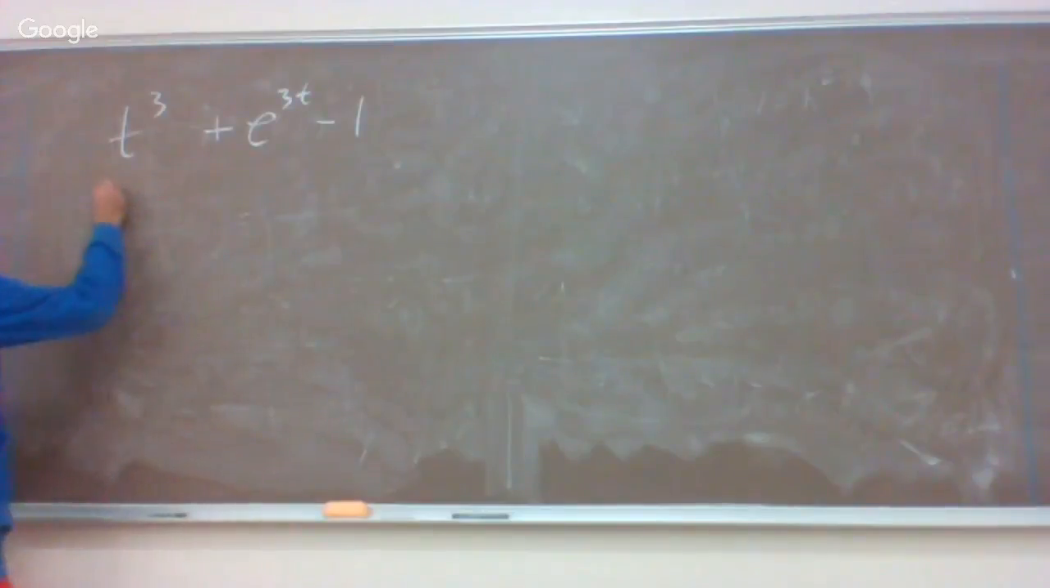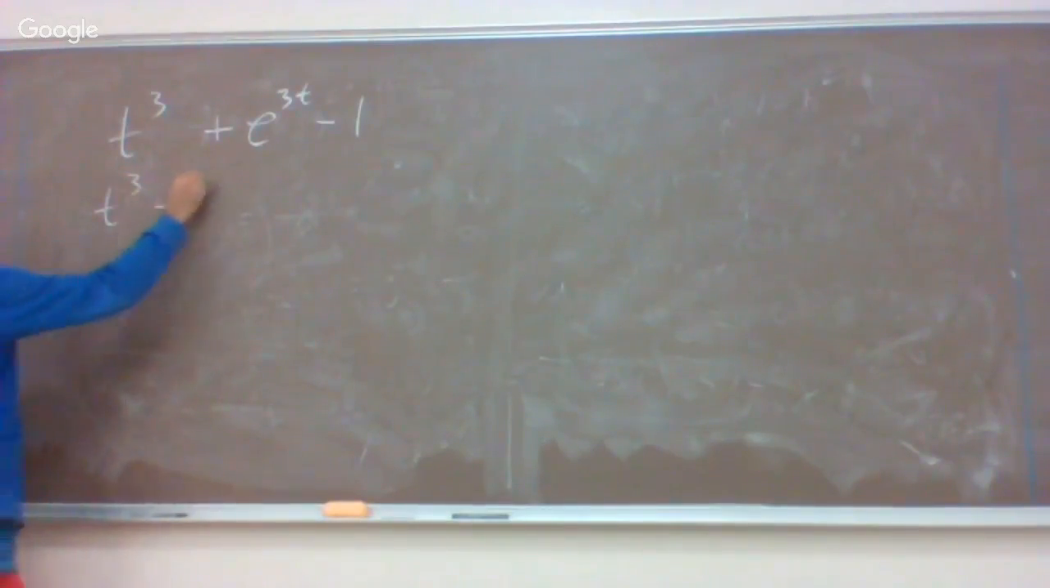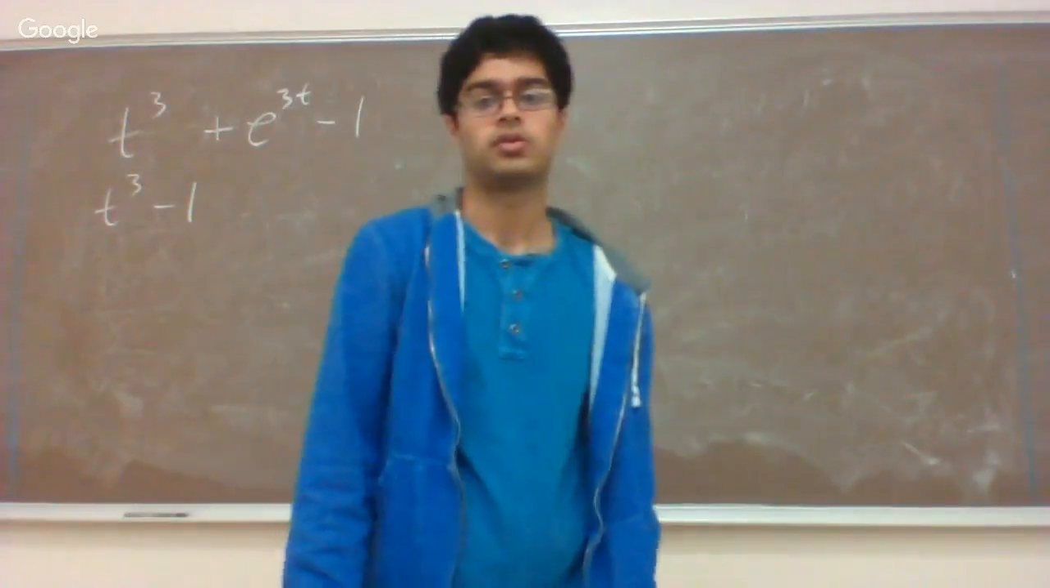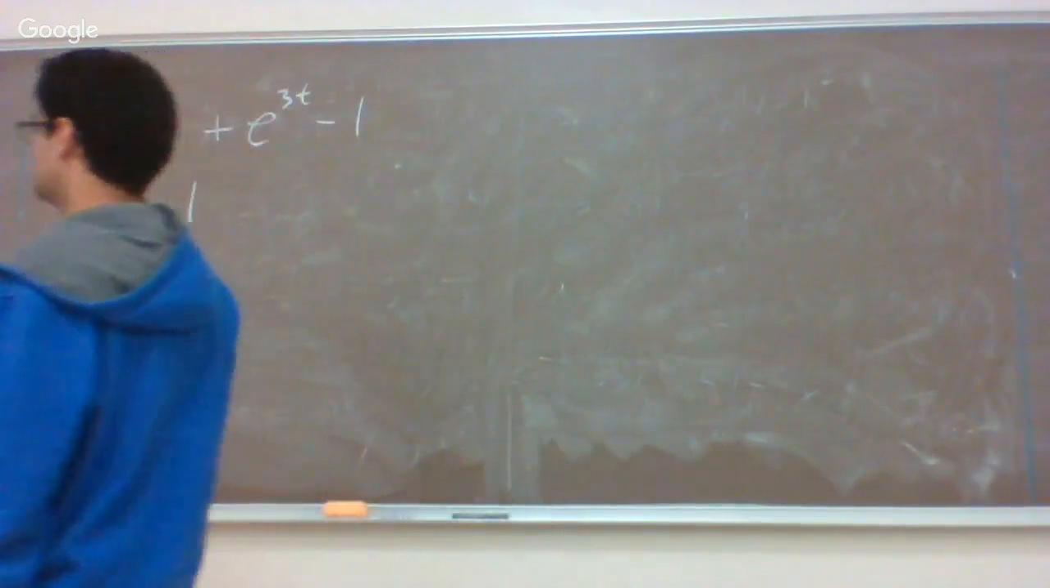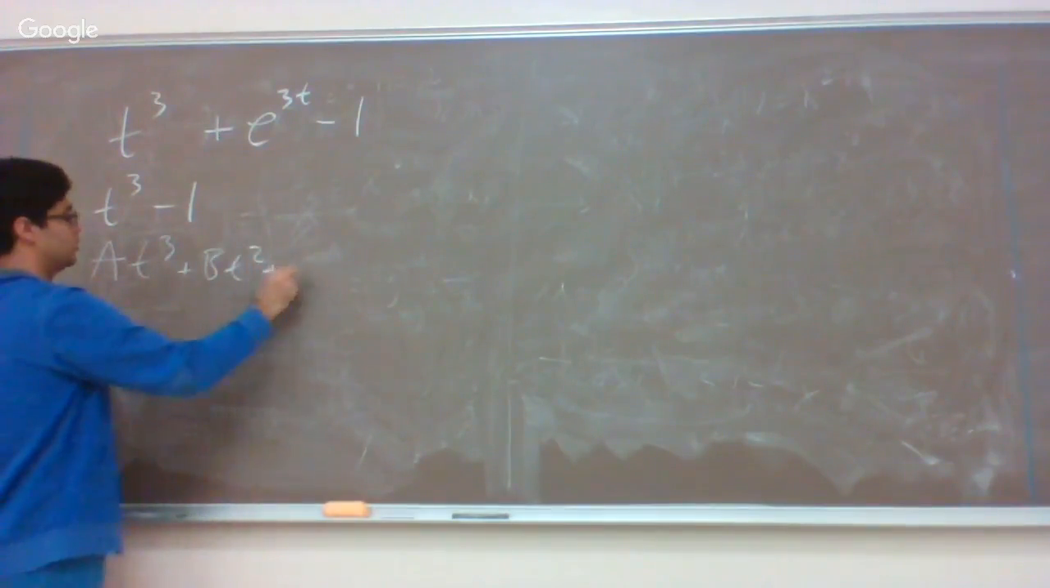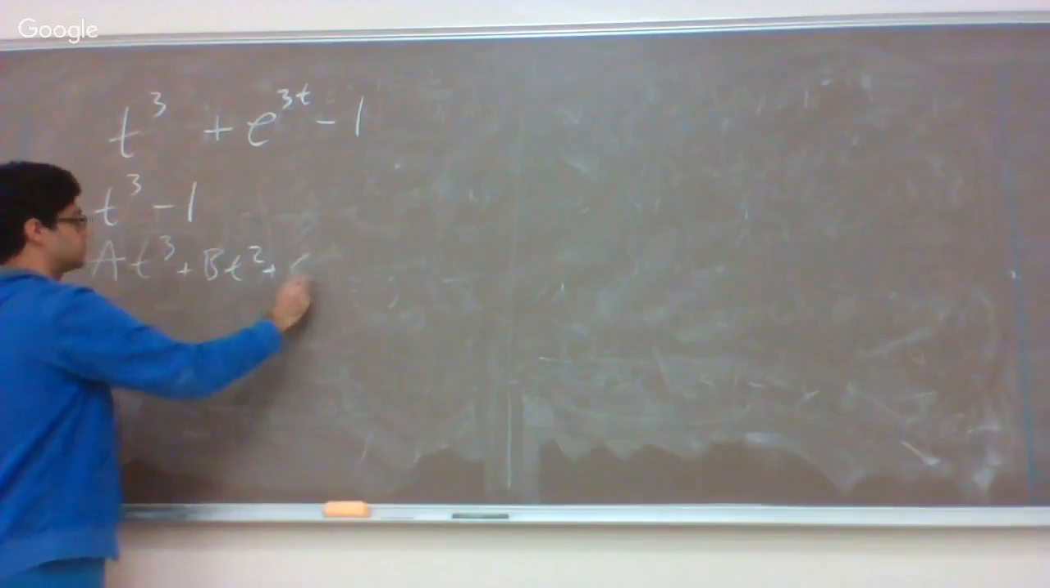So we can look at it in parts. The first part, it's sort of doing the reverse of the auxiliary solution, where we have to find what operator would take it out. So this here is t minus 1, right? This looks something like if we had a solution where there was at cubed plus bt squared plus ct.